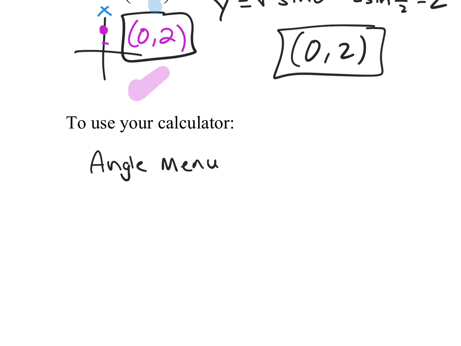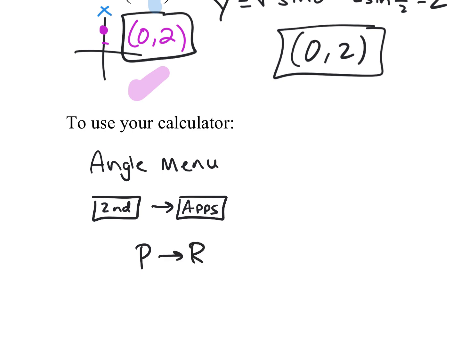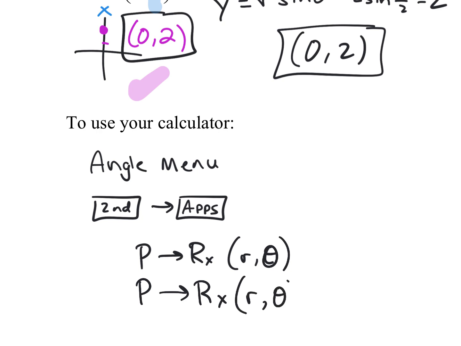The way you can get there is by hitting the second button, and then the apps button. And what you'll see as you scroll down the list are two different conversions. I'm just going to write them out here. So our input, when we plug this into our calculator, is an R value and a theta value. This option here that you see on the screen will get us our X coordinate. And then if I use something very similar, I will get the same output from my calculator.